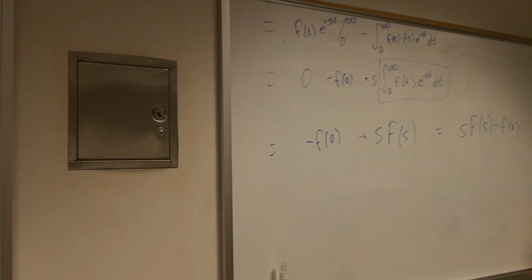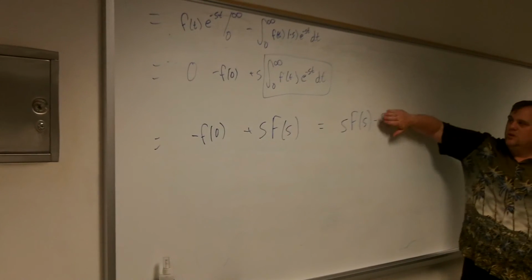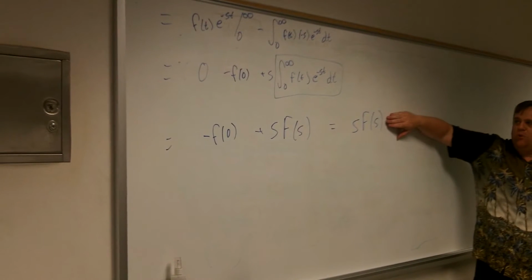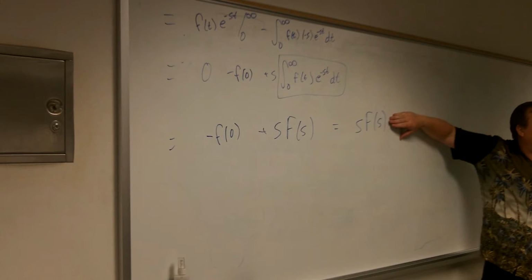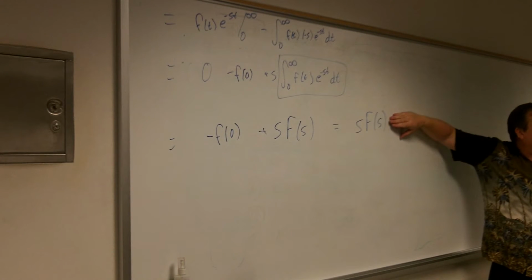Now, let's make another assumption. We said we turn this thing on at time t0. Let's assume, just for simplicity, that this thing was 0 at time 0. So at that point, I've got s f of s. Do you realize that I just took derivatives, i.e. calculus, and turned it into algebra?